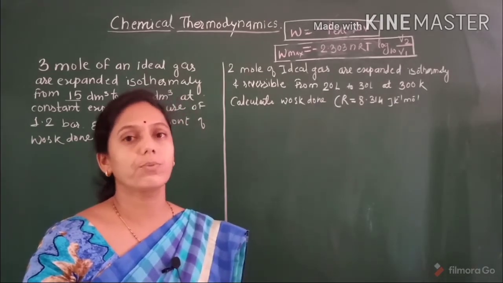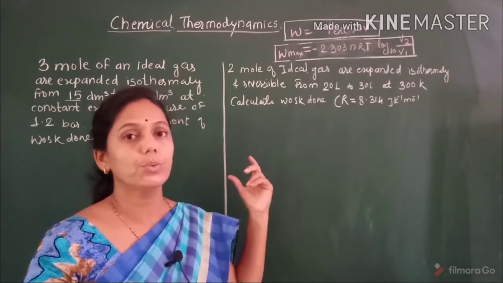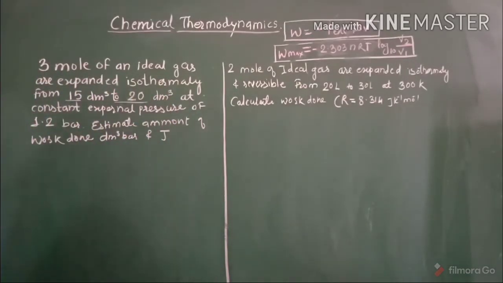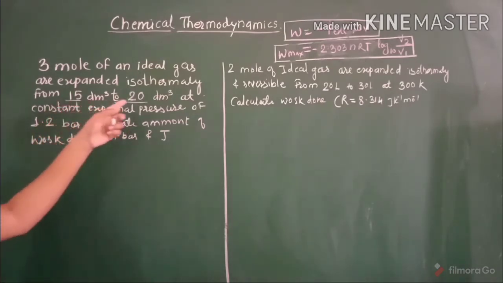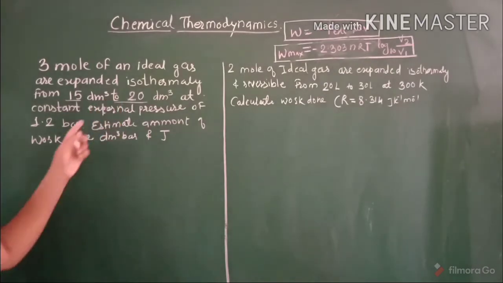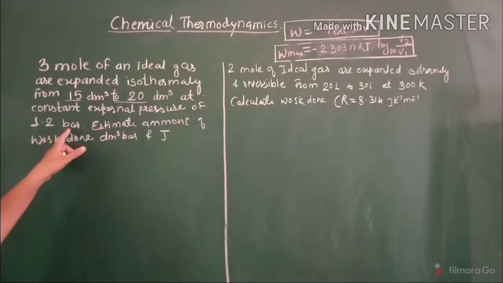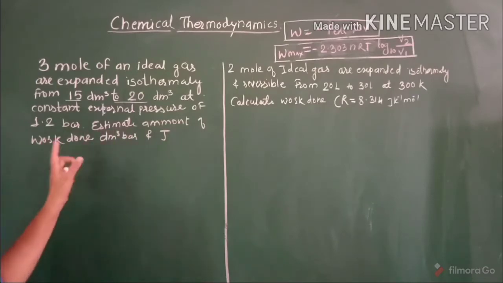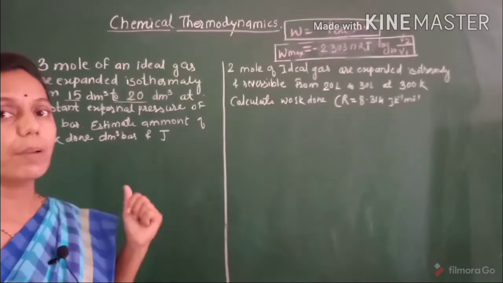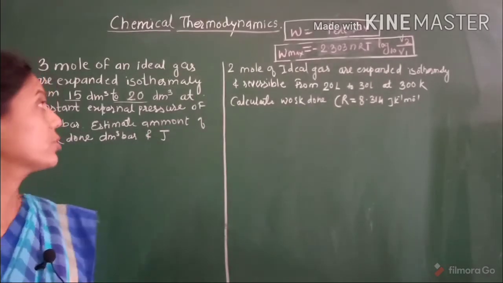Now how to apply these formulas? Here I wrote two problems. The first is: 3 mole of an ideal gas expanded isothermally from 15 dm cube to 20 dm cube at a constant external pressure of 1.2 bar. Estimate the amount of work done in dm cube bar and in joule. Now which formula do you apply here? So focus on some points.